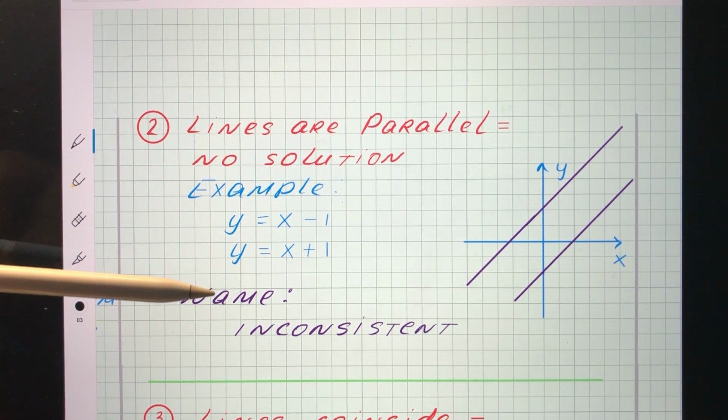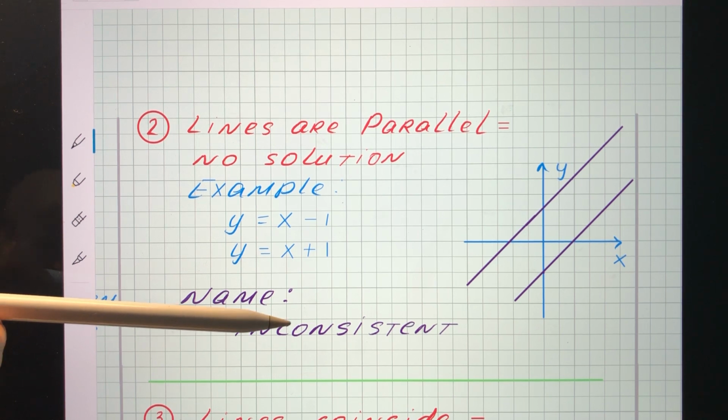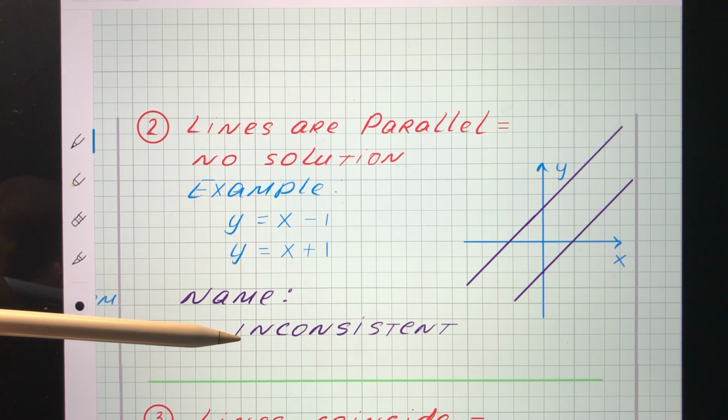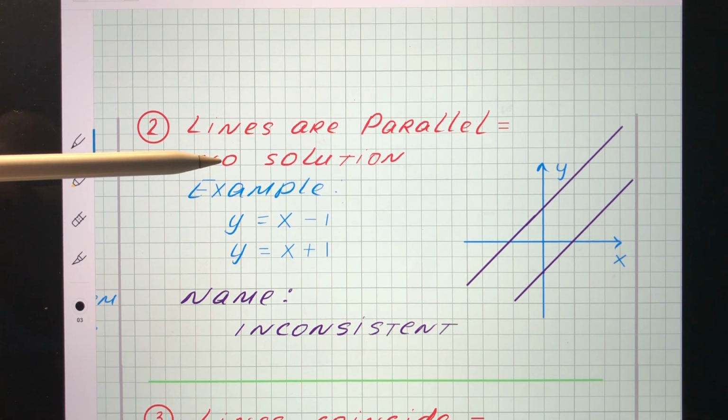To name it, we use the word inconsistent. Consistent means there is a solution. Inconsistent means no solution. So this name simply says no solution, just like what this says.